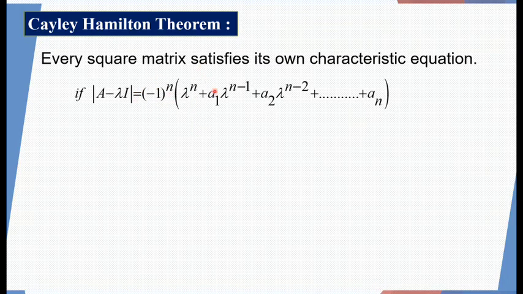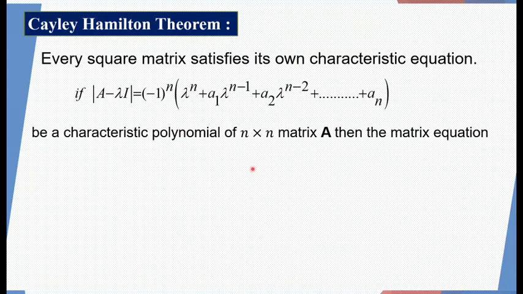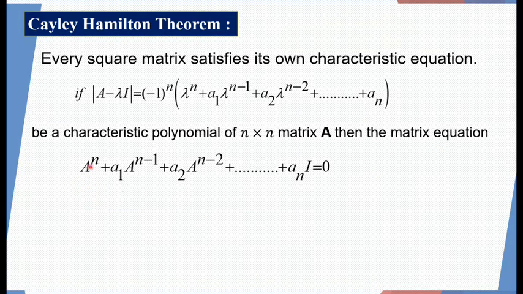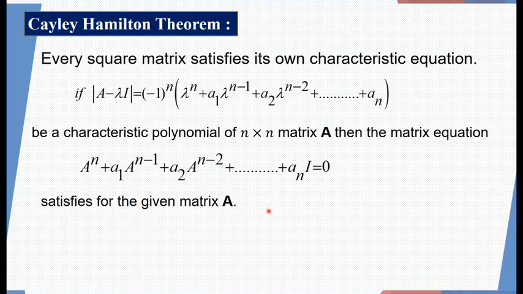power n lambda raised to power n plus a1 lambda raised to power n minus 1 plus a2 lambda raised to power n minus 2 plus up to an, be a characteristic polynomial of n by n matrix A, then the matrix equation A raised to power n plus a1 A raised to power n minus 1 plus a2 A raised to power n minus 2 up to an I is equal to 0 satisfies for the given matrix A.